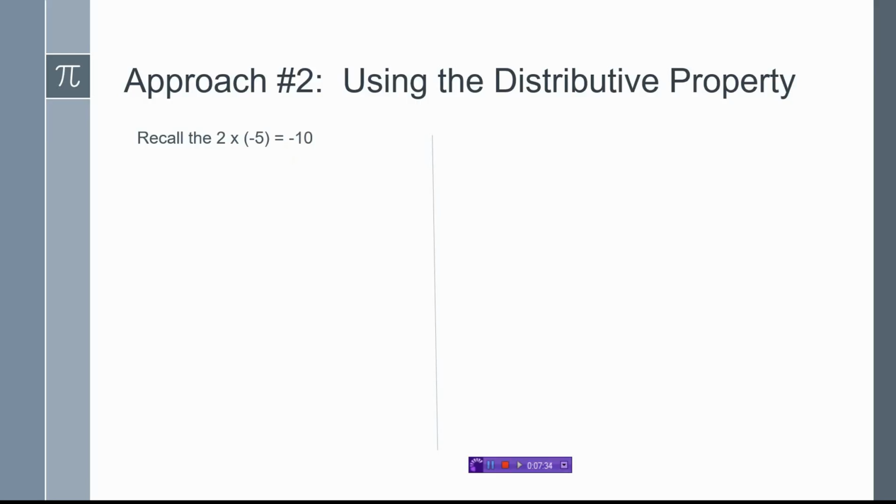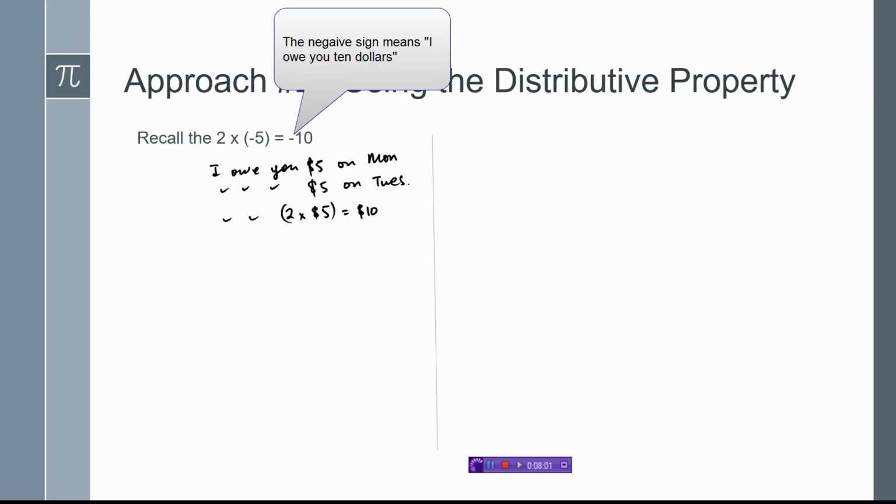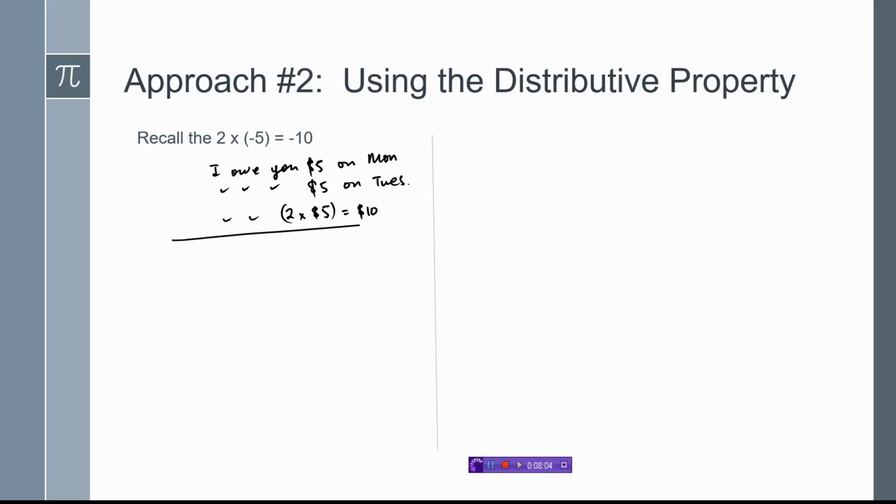I mean, if I should owe you $5 on Monday, and I owe you $5 again on Tuesday, then you could say, well, that's 2 times $5. I owe you $10, and the negative sign means I owe. But let's look at this from a more formal math way.